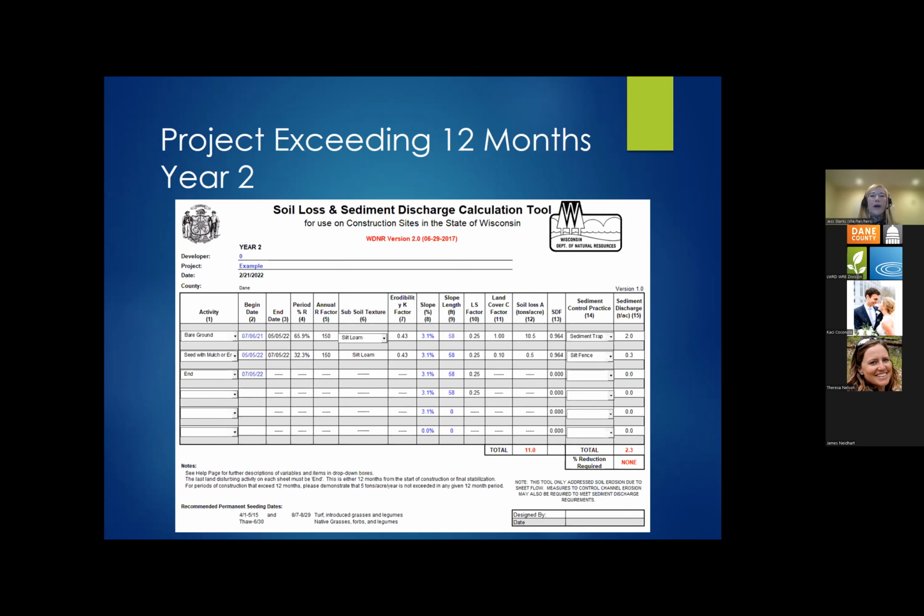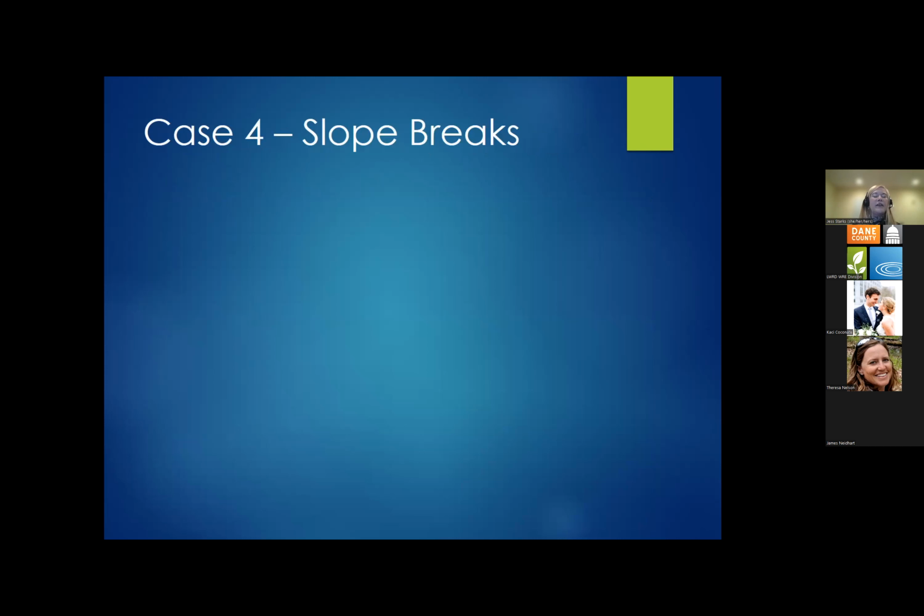So the bottom line is, if you have a multiple year project, your year 2 bare ground date is your year 2 end date minus 1 year. And for the next case study, I will hand it off to Jim.